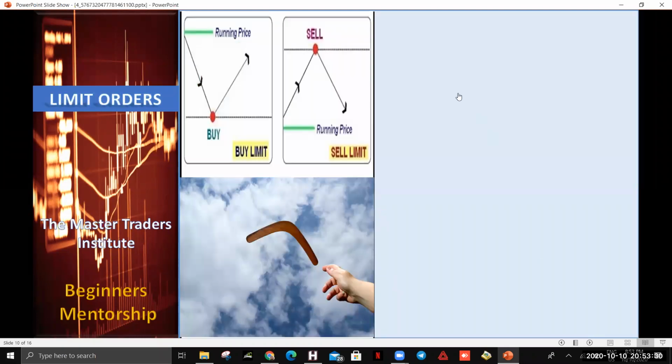So by the time we go from beginners class to intermediate class, you understand better how to read the market. Now, this is the limit order. Limit order, you're expecting price to do what? Let me give you an example now.